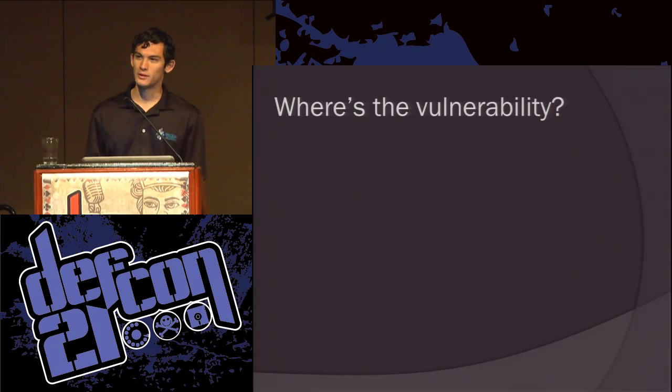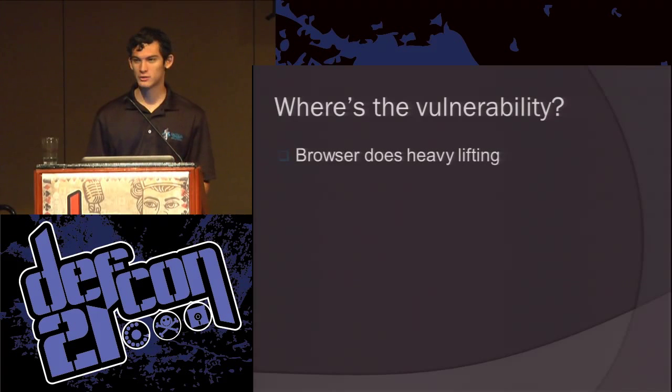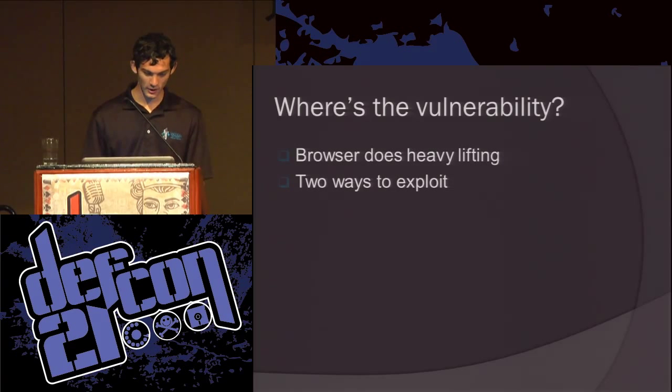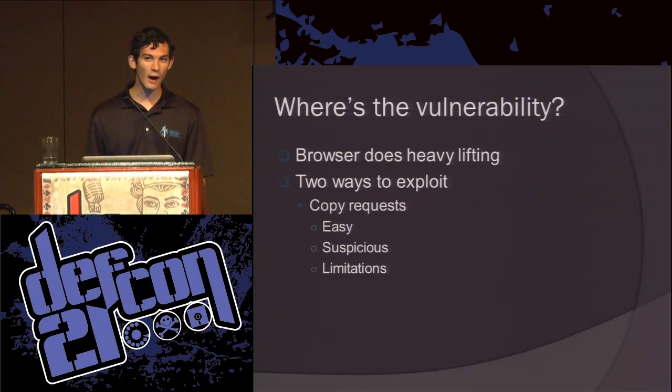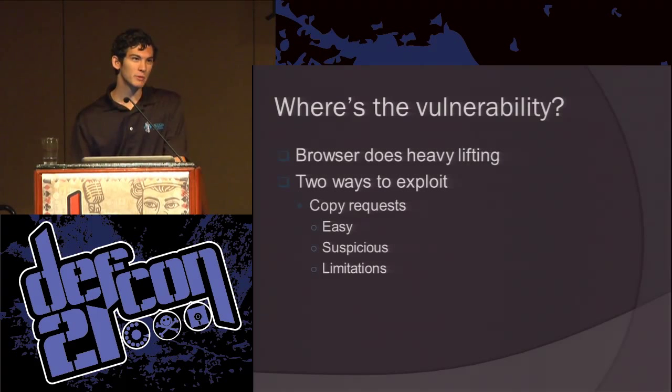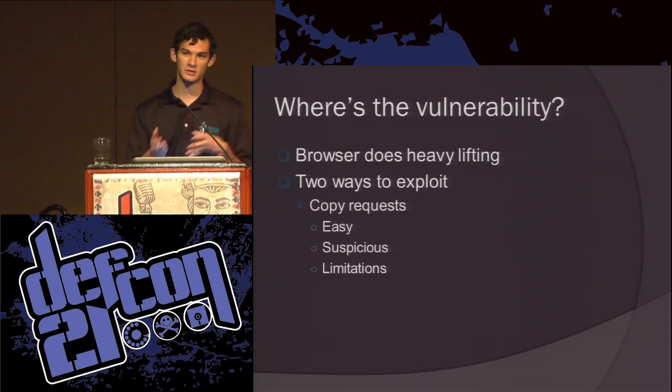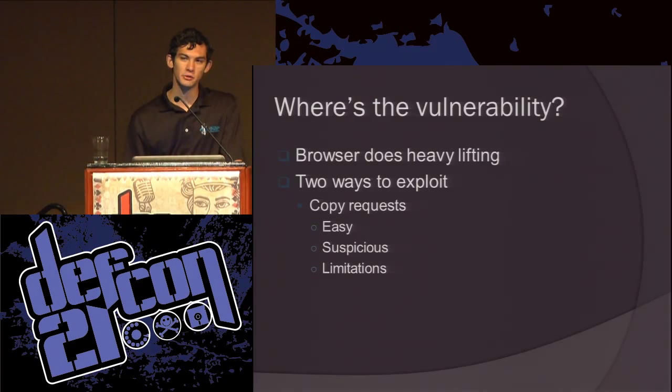So where's the vulnerability? Well, I already went over how the browser does all the major work for you. So what do you have to do? Well, there are two ways of going about this. I mentioned this earlier. You can copy the requests by telling based on the syntax of the URL. And this is typically pretty easy. You look at one URL and you're like, all right, there's a file name there and this is the structure, and you can easily write a regular expression to do this.